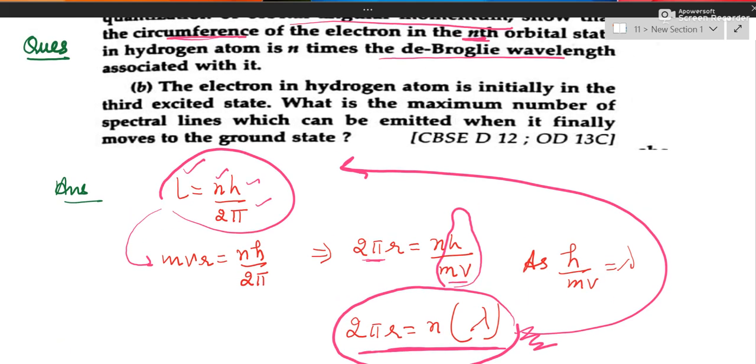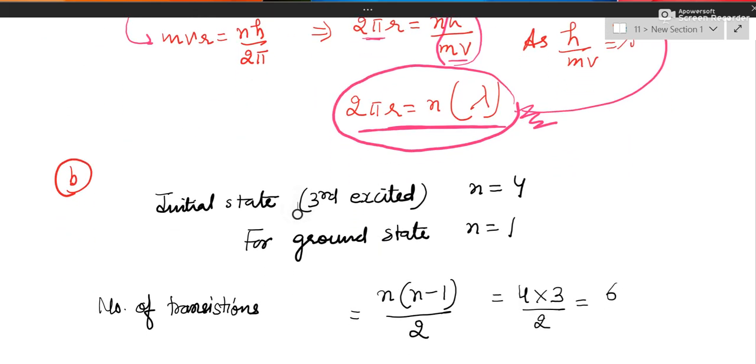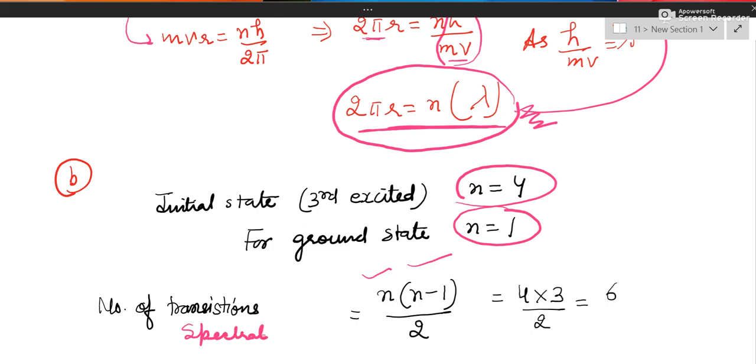Question number, B part. The electron in a hydrogen atom is initially in the third excited state. Third excited state means n is 4. So what is the maximum number of spectral lines which can be emitted when it finally reaches the ground state? The transition is being made from n is equal to 4 to n is equal to 1, third excited state to ground. Okay, there is a general formula you all can memorize. The number of transitions or number of spectral lines is given by this formula, so you can substitute your n here.